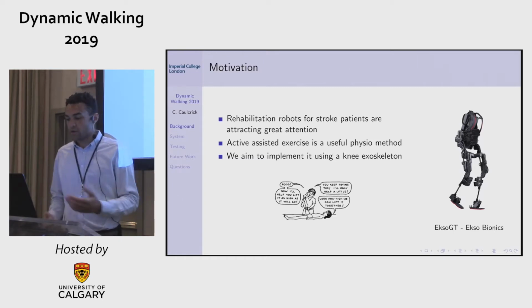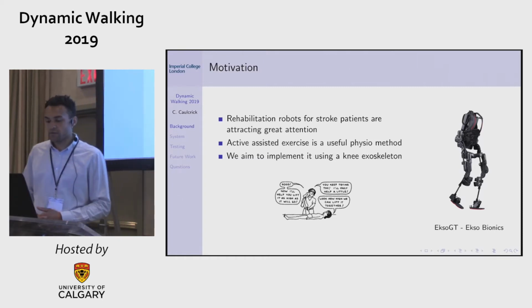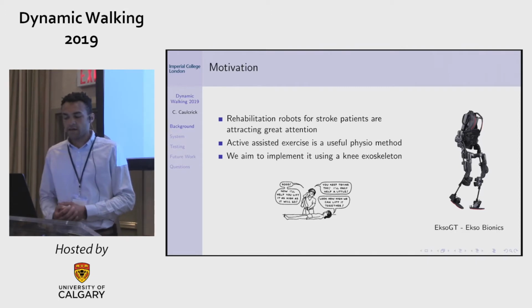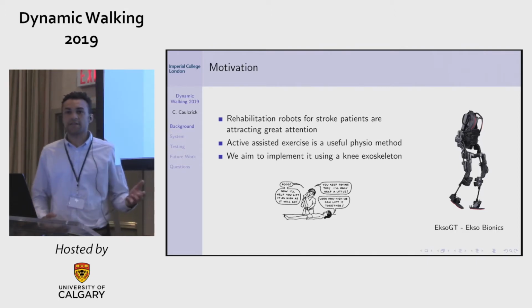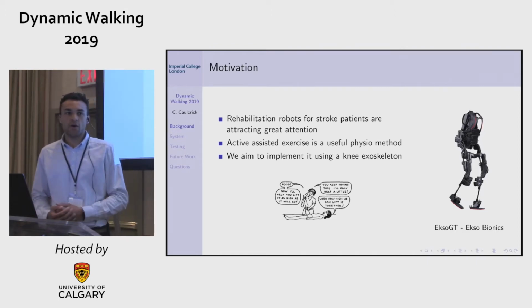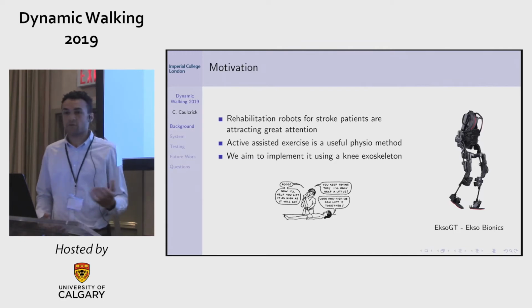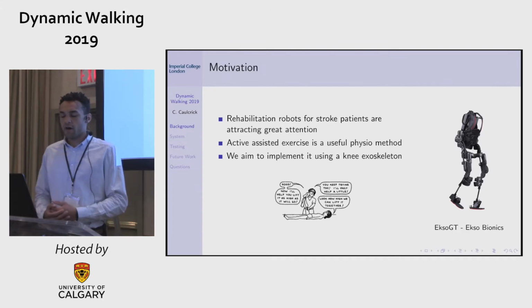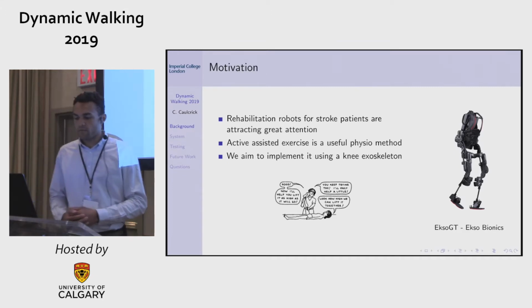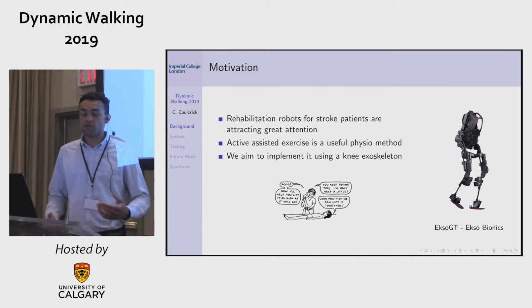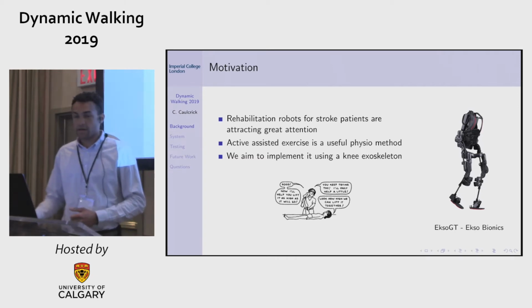Active-assisted exercise is a well-known and useful physiotherapy method used by physiotherapists, and it essentially involves applying assistance as needed for patients who do not have sufficient muscle strength to complete a particular rehabilitation task. Implementing this using robots is a challenge, and we aim to do so in a knee exoskeleton.